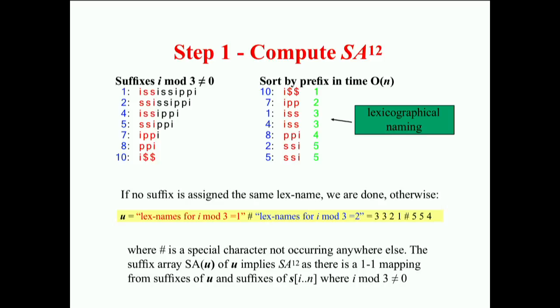I take all the lexicographical names, meaning these new numbers I put for the suffixes that begin at the first location in modulo 3, and concatenate them with some special character that compares higher than everything else I have. Then I add all the lexicographical names equal to 2 in modulo 3, and I generate this. The first one's location is 3, the fourth one's location is 3, and the seventh one's location is 2. That's where these numbers are coming from: the lexicographical numbering of those in the original mod 1 and mod 2 sets.